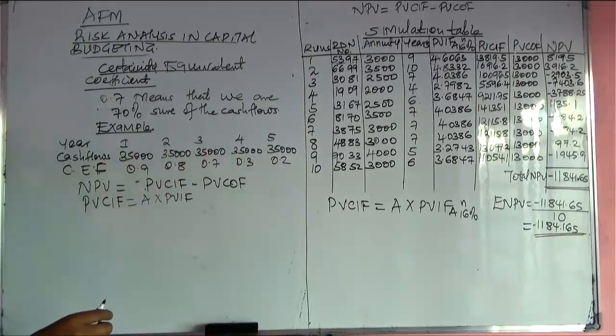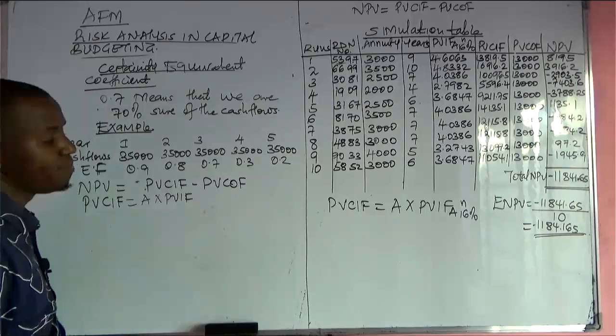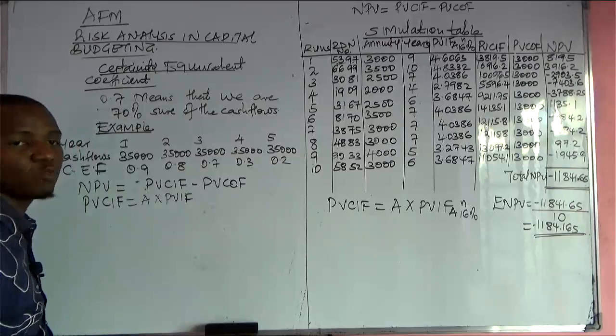What is the cost of capital? I've not indicated the cost of capital, right? You can indicate on the question the cost of capital. The cost of capital is 10% and risk-free rate is 8%. So this is what I've said.